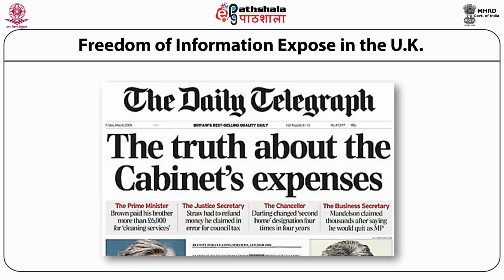They felt that there was a greater public interest in actually disclosing the cabinet's expenses, because the people of the United Kingdom, the taxpayers of the United Kingdom, had a right to know what their elected representatives, what the executive, was doing with their money.